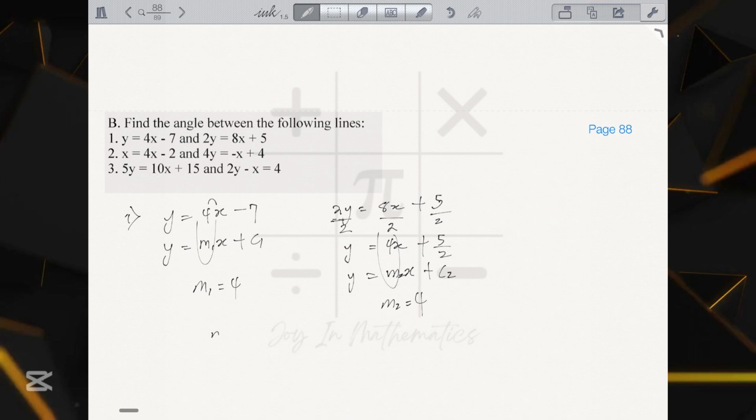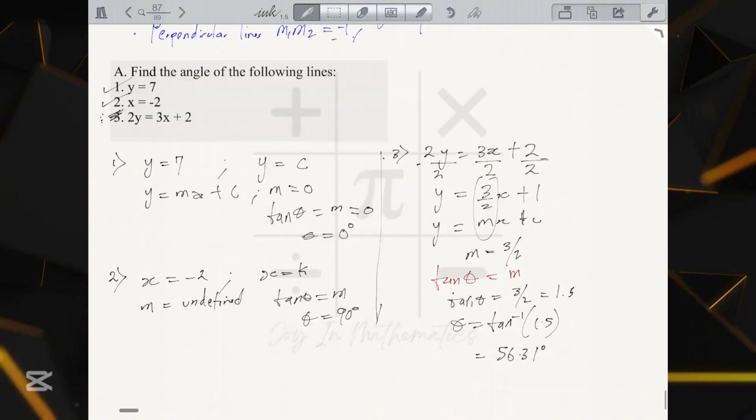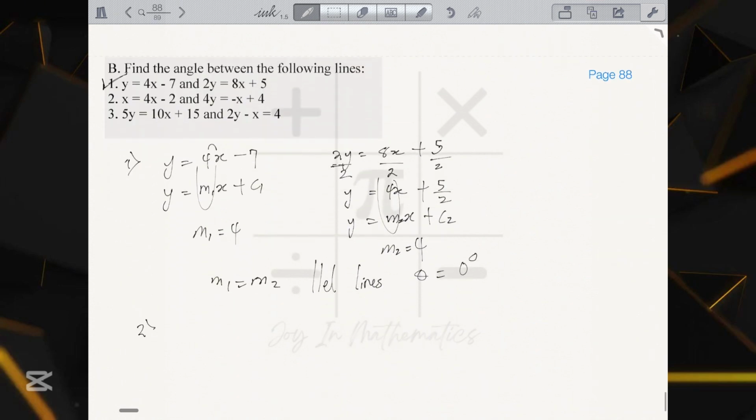Since m1 is equals to m2, that means they are parallel lines. And if they are parallel lines, then theta is equals to 0 degrees, just as we have established here. So we have solved the first question in the second set. Let's move on to the second question. The second question says we should evaluate the angles between the equation of the lines.